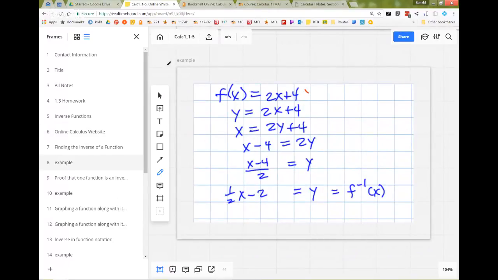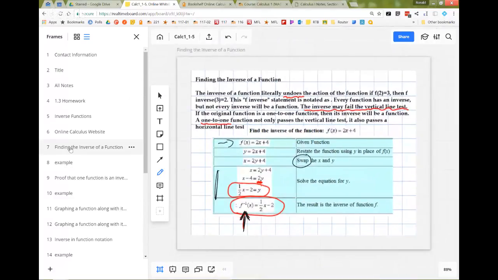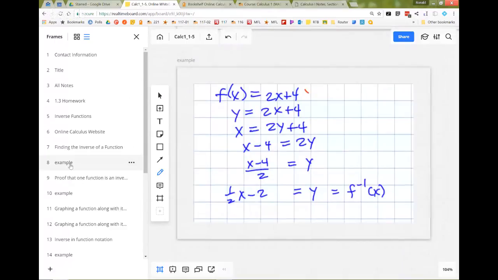Here's another one. What was the one I just did before? That was 2x plus 4. I guess this is the same one, huh? Okay, so this is another way of looking at it. This is the same problem, but I did it slightly differently.